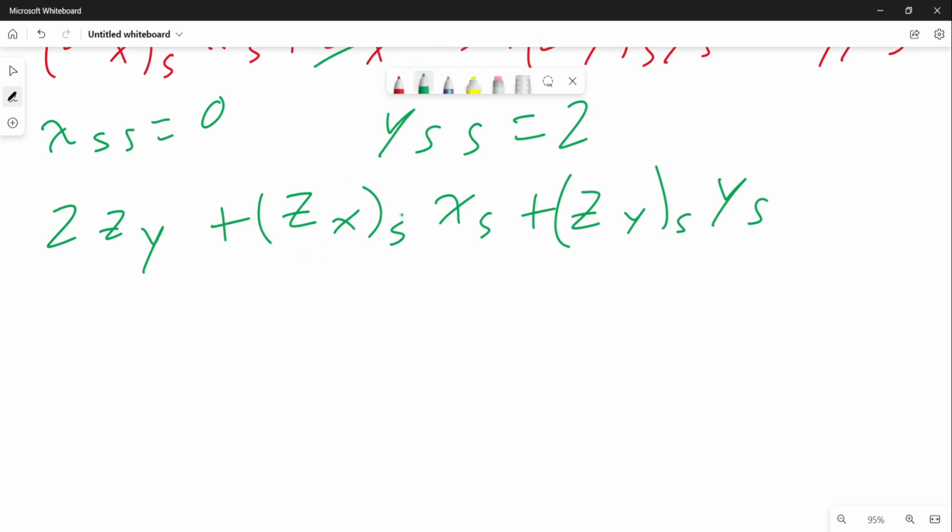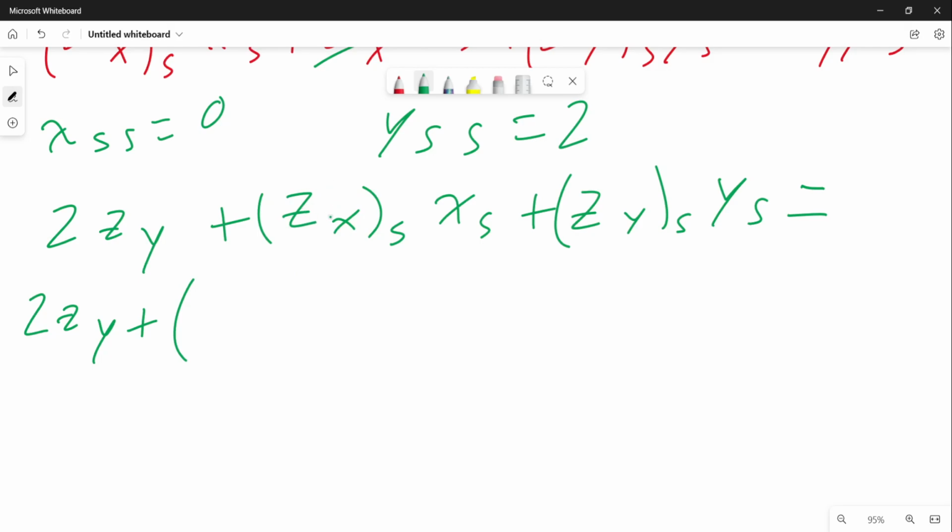Now I want to expand out these, figure out what they become. I'm going to leave these in terms of y's and z's and all, and not plug in until the end. So 2zy plus, take the s derivative, so it becomes... I feel like I'm leaving something out here. Ah, yes. Okay, trick here.